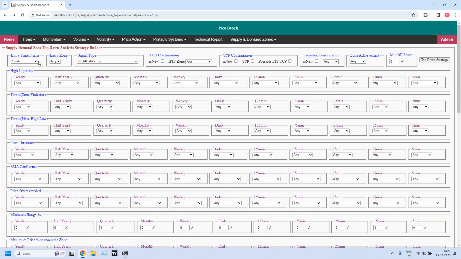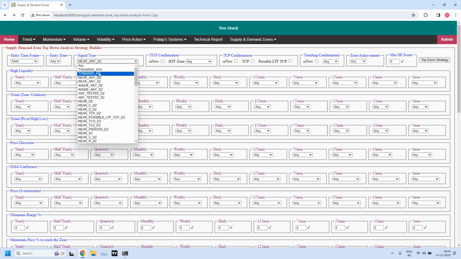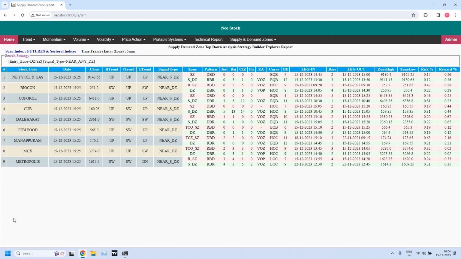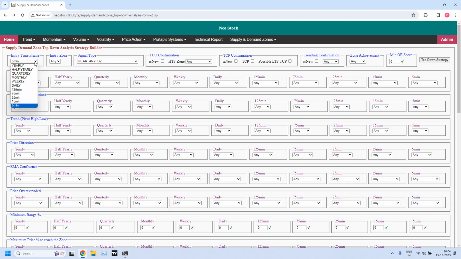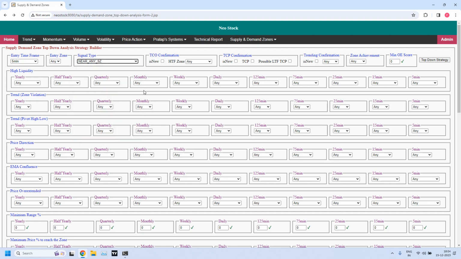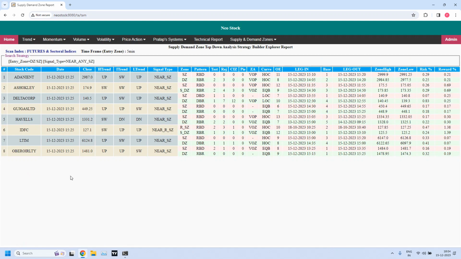So let's go back. Entry time frame is 5 minutes. We will generate. Entry time frame is 5 minutes. Let us find the stocks near 5 minutes demand zone. So these 9 stocks are filtered. Let's go back. Entry time frame is 5 minutes. Let us find the stocks near 5 minutes supply zone. So 8 stocks are filtered.